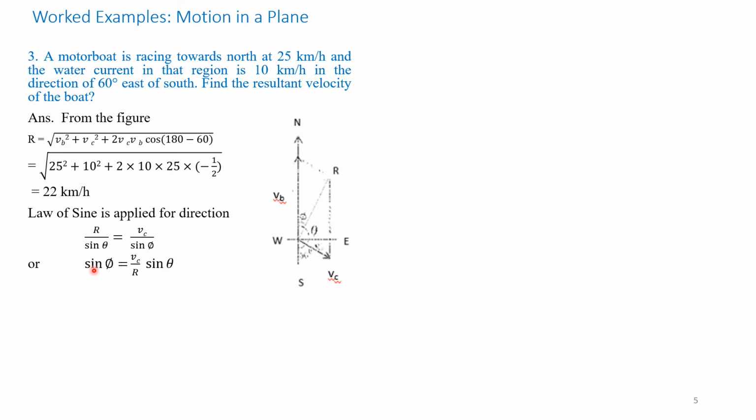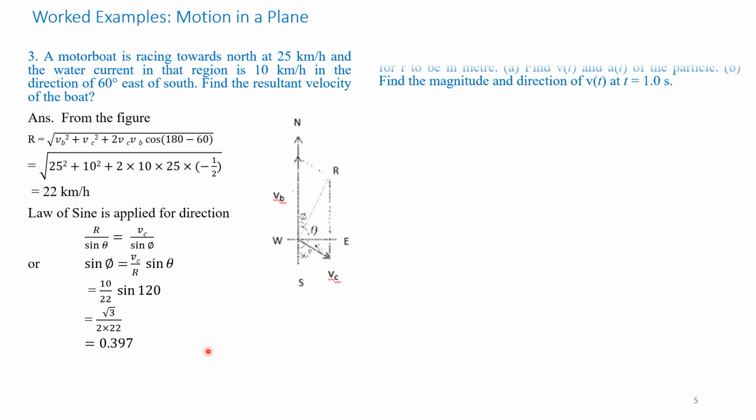Therefore, sine phi is equal to Vc by r into sine theta. Therefore, that is equal to 10 divided by 22 into sine 120. So that is equal to root 3 by 2 into 22, and its value is 0.397.